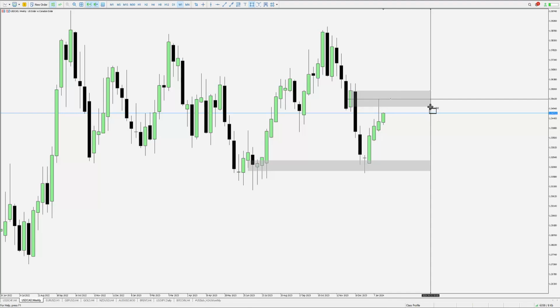Price traded right into this bearish order block. Look at last week's high. Last week's high is coming in at 1.35410. That's the one I mentioned earlier on. Look at the equilibrium point of this bearish order block.